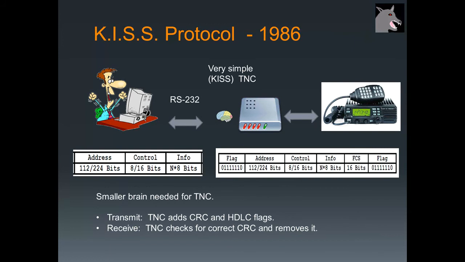In 1996, I think it was, KA9Q came up with the idea for a keep-it-simple-stupid protocol. And now the TNC can have a much smaller brain because it doesn't have to know about all the protocol. All it needs to do is handle the framing. So the computer application formats the data exactly as it would go over the air, and then the TNC just adds the framing on the ends and the checksum.